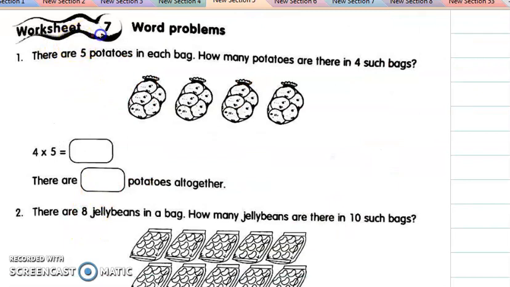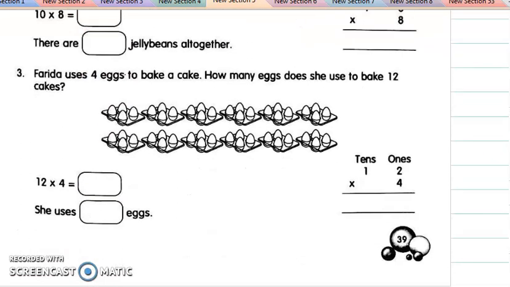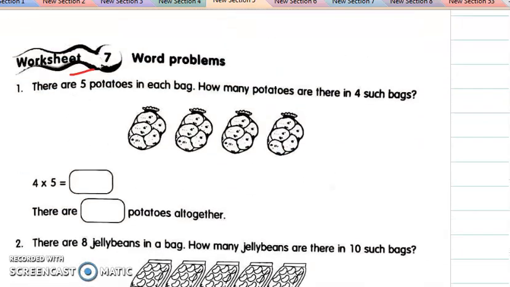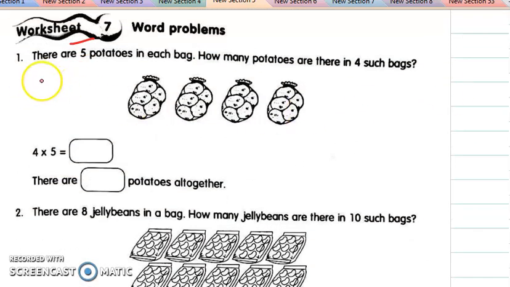Now here is the worksheet number 7 about the multiplication word problems. Page number is 39 for the activity book. So let's begin. The question is, there are 5 potatoes in each bag. How many potatoes are there in 4 such bags?